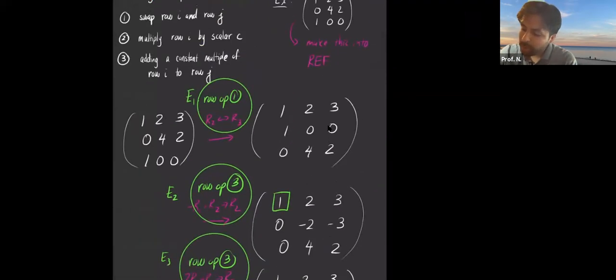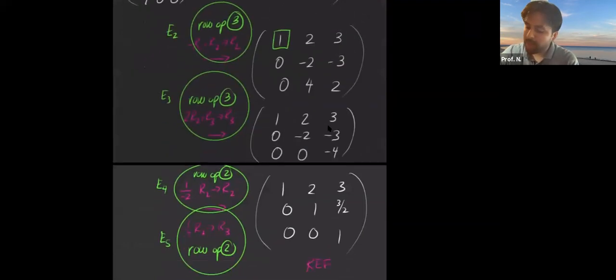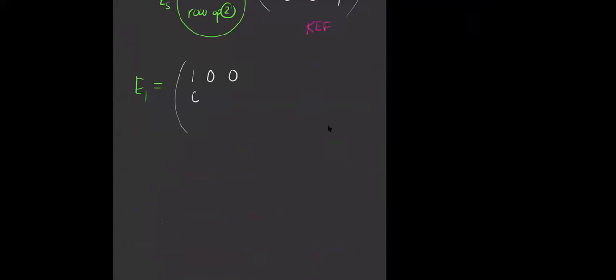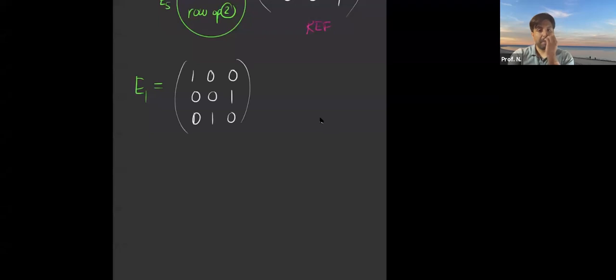What rows do I want to swap? Swap rows 2 and 3. So I'm going to swap rows 2 and 3 of the identity. What's the identity look like again? You've got ones on the diagonal, zeros everywhere else. Switch rows 2 and 3. What do I get? This is what I get.